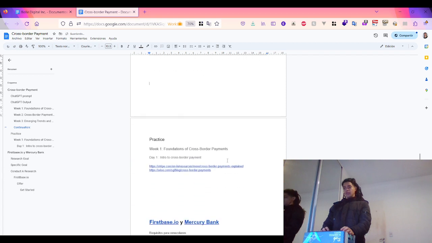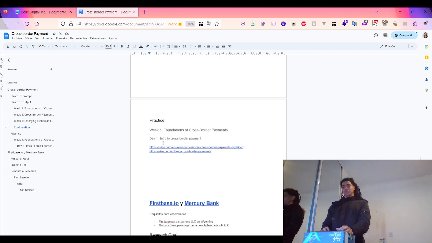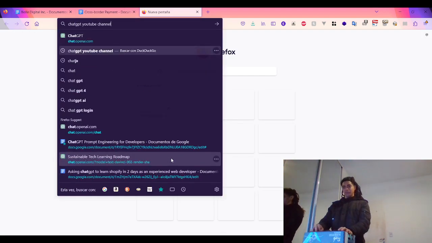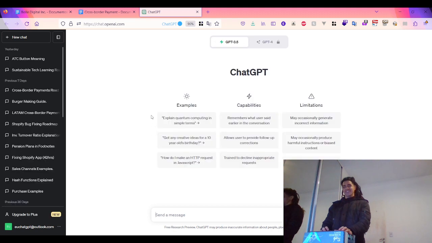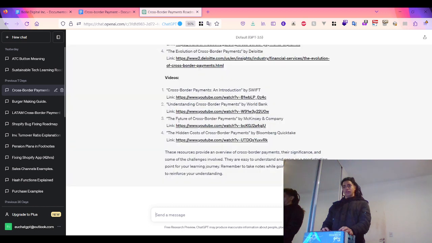So we want foundation of cross-border payments, right? So again, intro to cross-border payments like this. Because after all, I asked ChatGPT for that, to learn more about this. So how can I receive this cross-border payment roadmap like that?